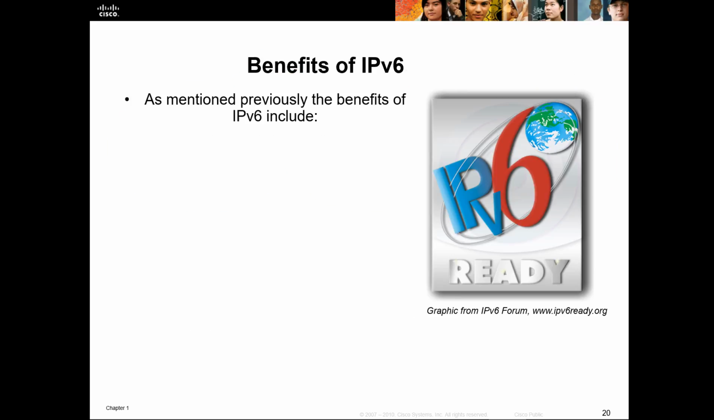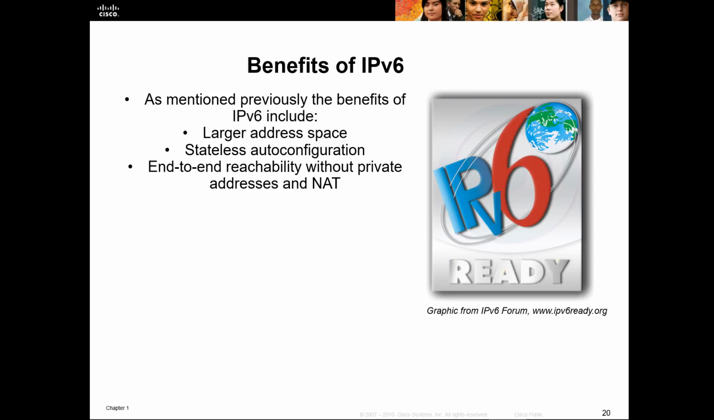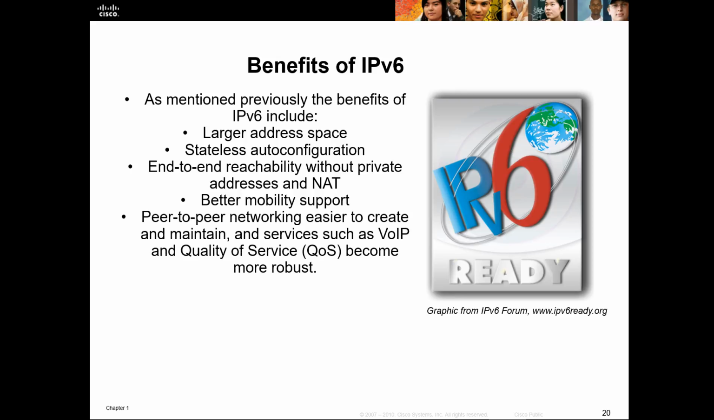Some of the benefits include better address space. It's now 128-bit. Stateless autoconfiguration. End-to-end reachability without private networking and without NAT. Better mobility support. And again, better peer-to-peer, which means better network services. The killer application for the internet is the internet itself. That's the key thing.